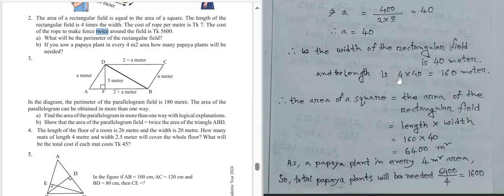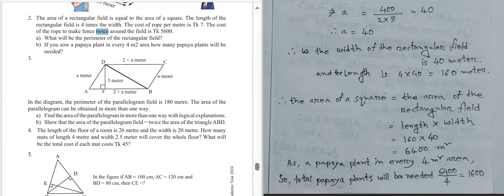As the length was 4 times the width. Now we have found both the length and the width of the rectangular field. So if we multiply both the length and width, we will find the area of the rectangular field, as the area of the rectangular field is equal to length into width. After calculating it, we find that the area of the rectangular field is 6400 square meter.